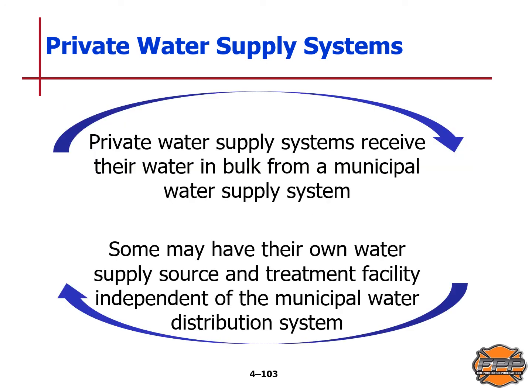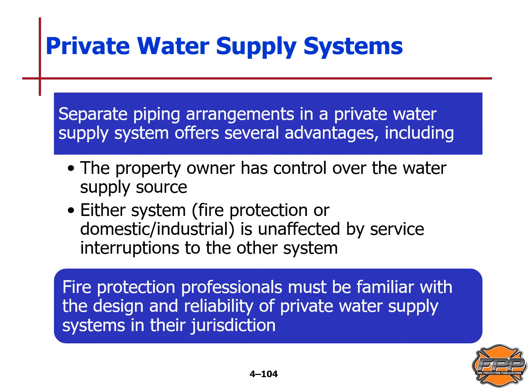Private water supply systems receive their water in bulk from a municipal water supply system. Some may have their own water supply source and treatment facility independent of the municipal water distribution system. Having separate piping arrangements in a private water supply system offers several advantages, including the fact that the property owner has control over the water supply source, and either system, fire protection or domestic or industrial, is unaffected by service interruptions to the other system.